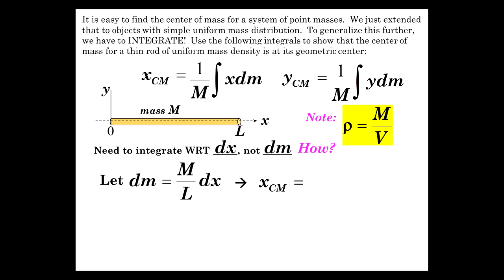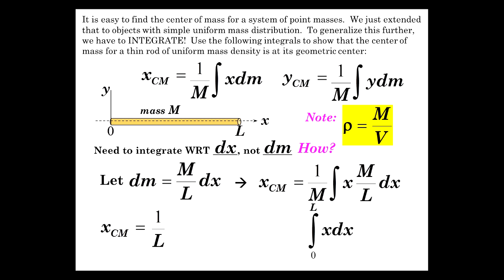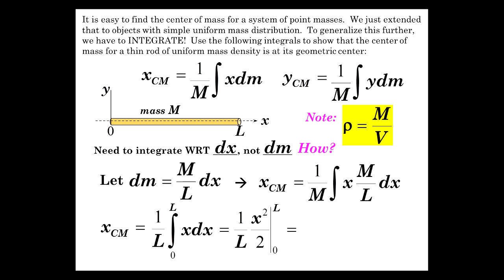Well, I hope so. Now, x center of mass then is 1 over m integral of x. Instead of dm, we're going to go m over L dx. Of course, the m's go away, and we get 1 over L integral from 0 to L, those are the limits of the integration, of x dx. Well, that's really easy to solve. 1 over L x squared over 2 from 0 to L gives us L over 2. And yes, that's in fact exactly what we assumed it to be. Indeed, the center of mass is in the geometric center for a long uniform rod.